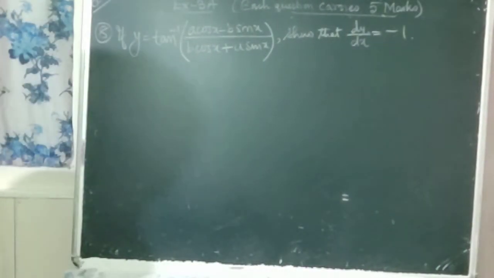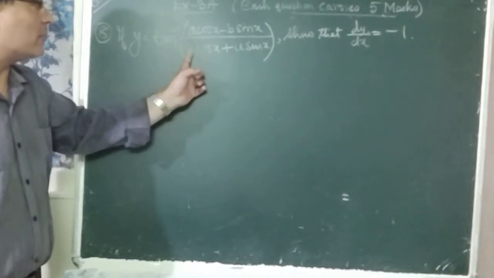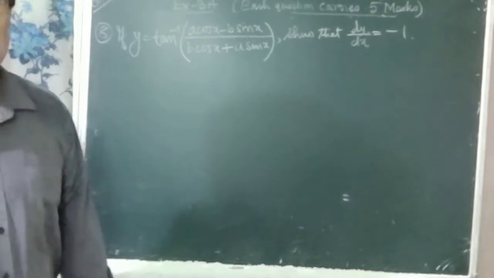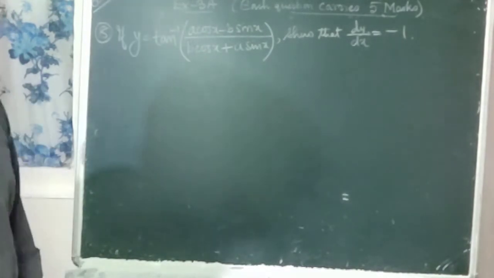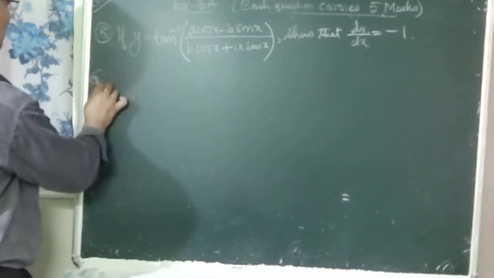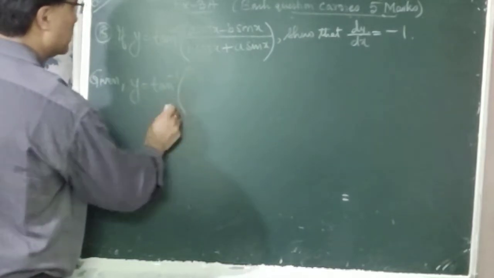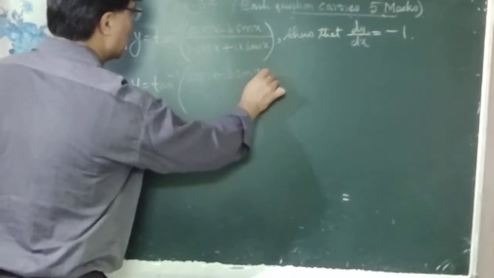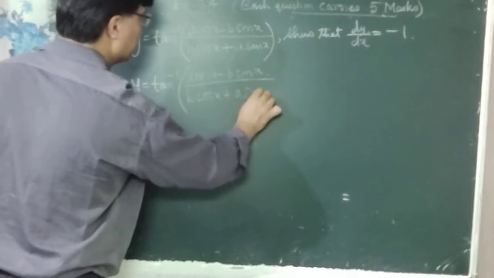So now we'll do the next question, that is question number 8. If y is equal to tan inverse within bracket a cos x minus b sin x divided by b cos x plus a sin x, prove that dy by dx is equal to minus 1. You have to prove the simplified value of dy by dx is equal to minus 1. Okay. So given is y is equal to tan inverse within bracket a cos x minus b sin x divided by b cos x plus a sin x.